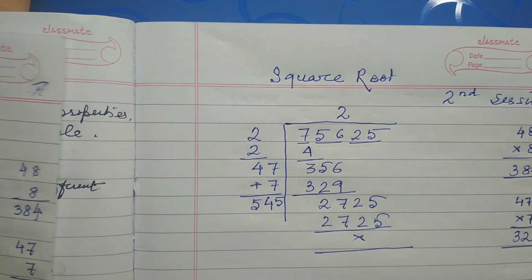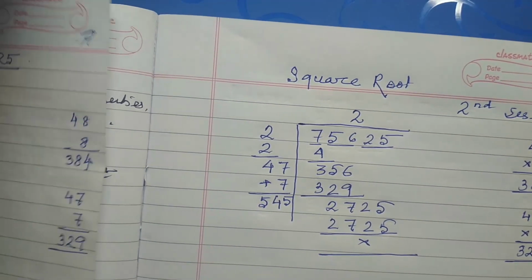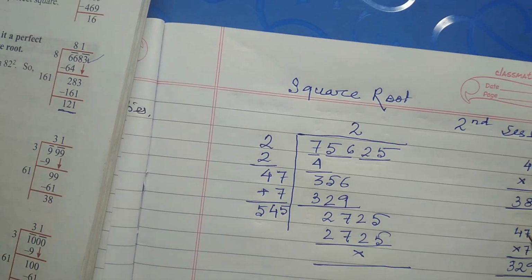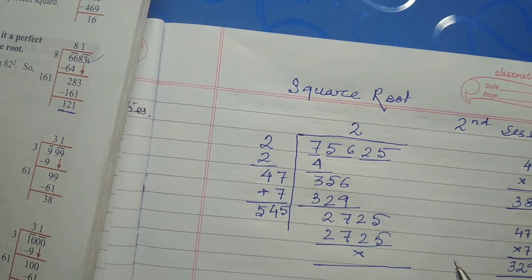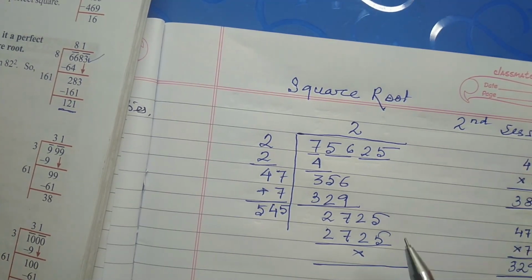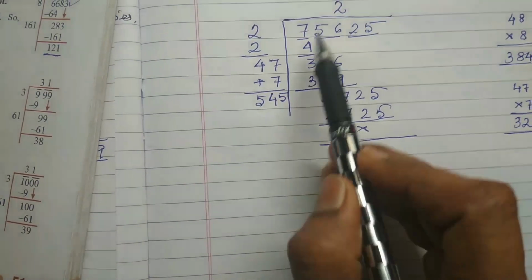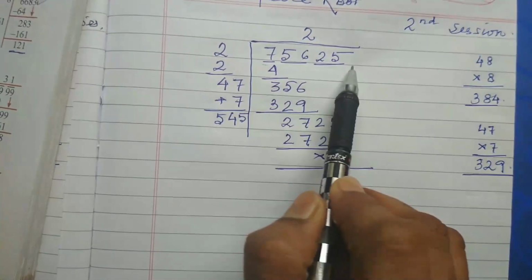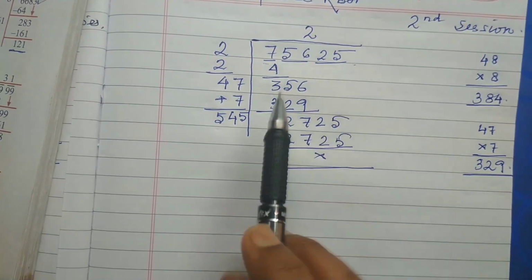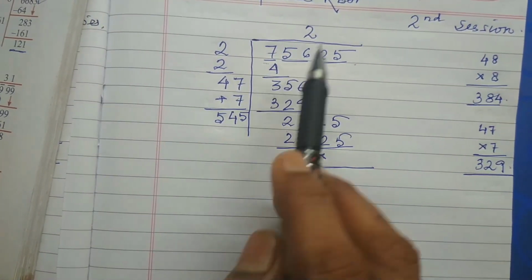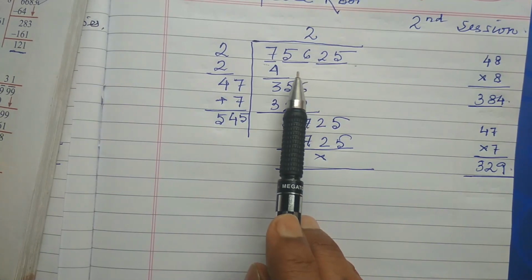In the last class, we learned about the square root, how to find the square root of any given number by the division method. I have given you one sum, this sum. Find the square root of this one. So how do we find it? You can verify whether your answer and method are right or wrong.